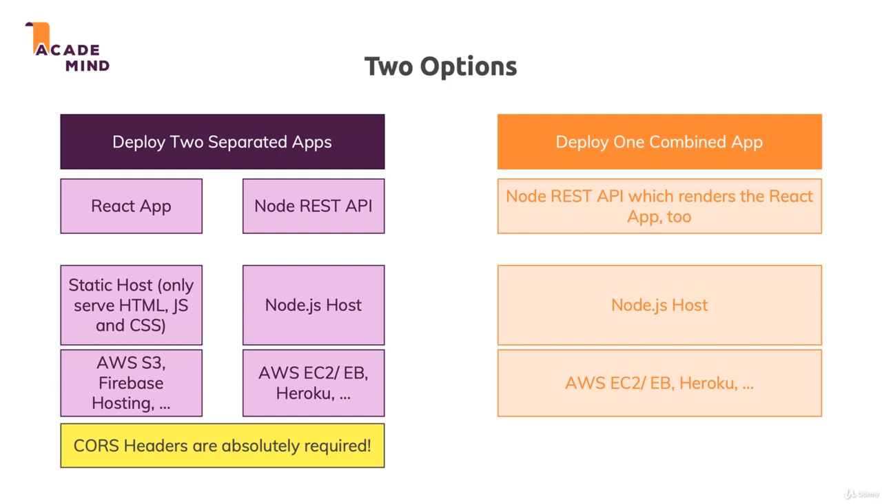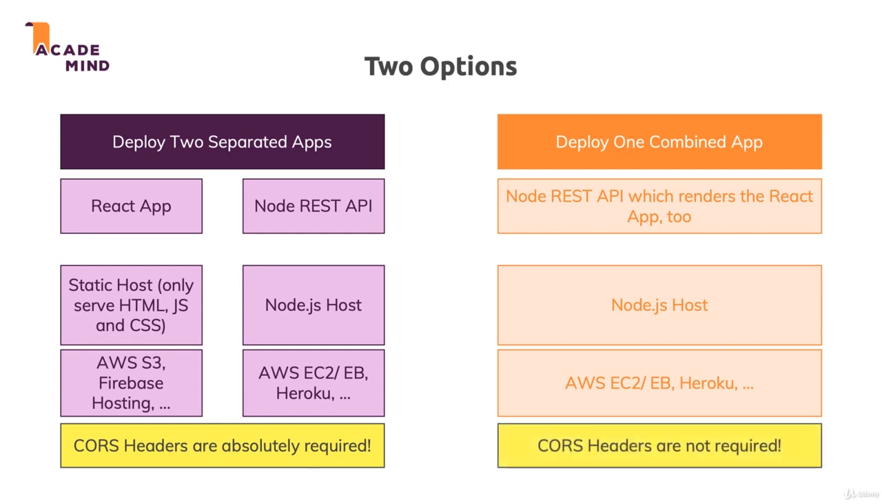Now, if we have one combined app, we need to change something because that's not the setup we used during this course. And then, for example, we could get rid of the CORS headers because we would be serving everything from the same domain, and therefore the browser wouldn't need these headers to know that access is allowed to the API, because the API would sit on the exact same machine and domain as the frontend does. Now let's have a look at both options, and let's start with deploying two separated apps.